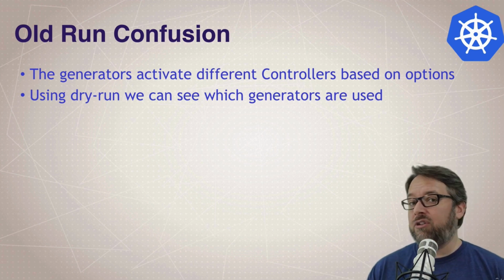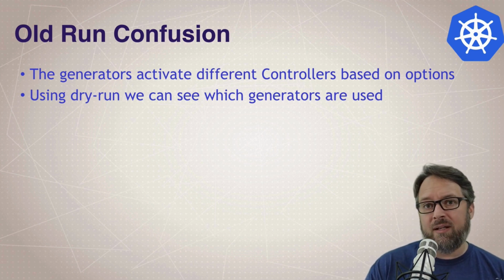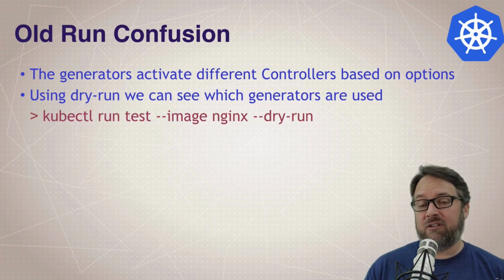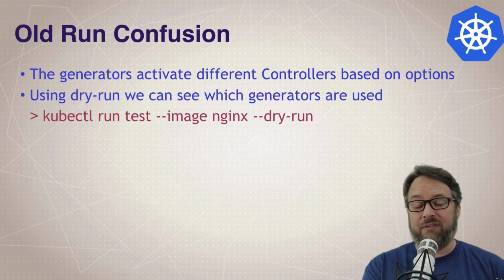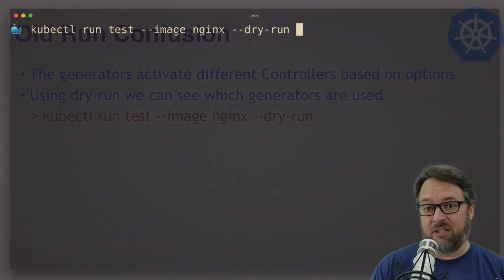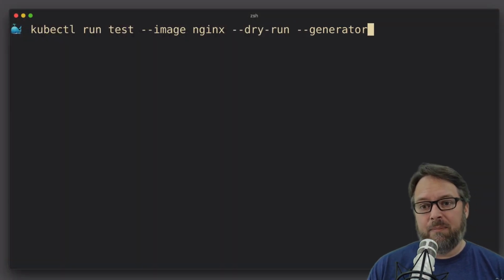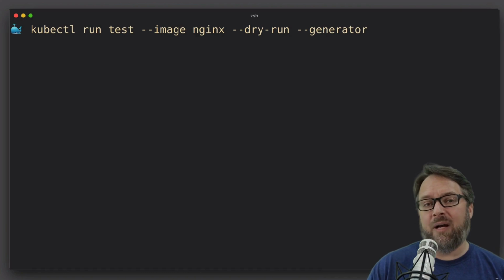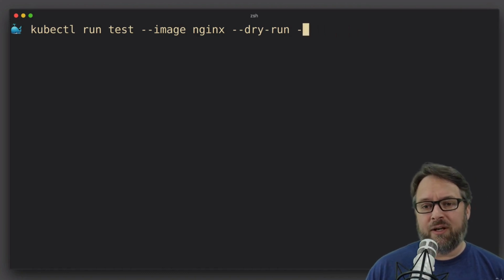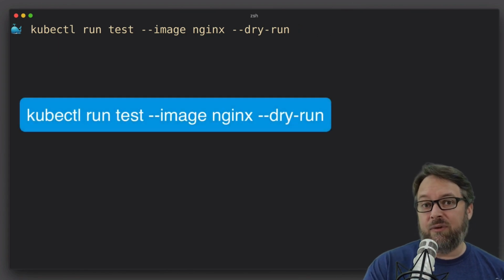So with all of these, I'm just going to do a dry run to show you what object was created. This command is the standard one. You learned how to create deployments earlier, and you'll notice that by default I'm not specifying a generator here, which I can do with the --generator flag, but I'm not going to use that because I want to show you how the run command changes over time. So without the generator today, it's going to give you a deployment.